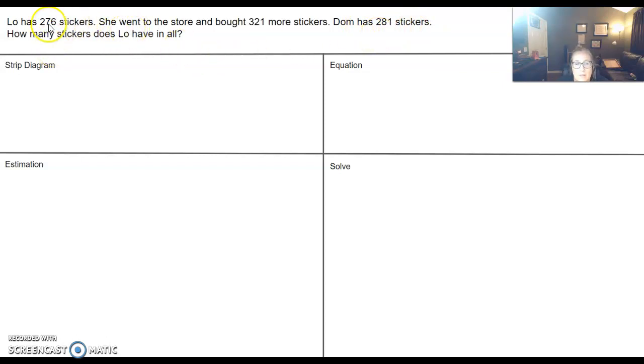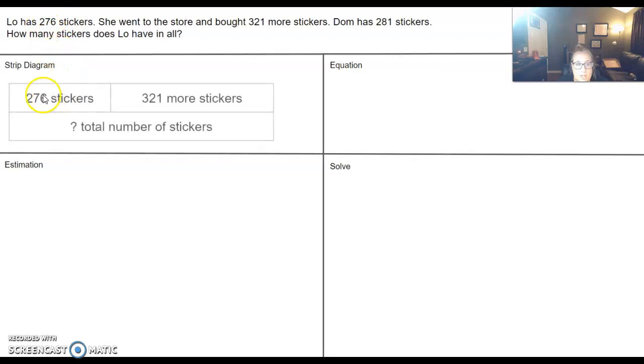So I'm going to make my strip diagram to show that she has 276 stickers. She went to the store and bought 321 more stickers. And I'm trying to figure out how many stickers she has together. So my equation is going to read the same way. 276 plus 321 equals the total number of stickers.